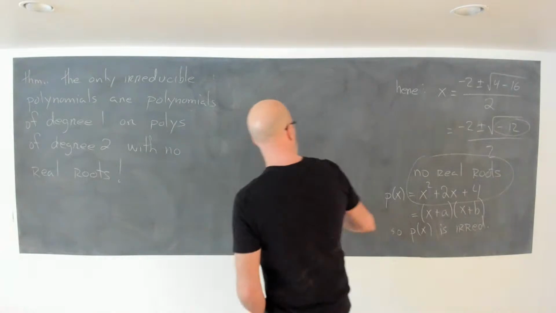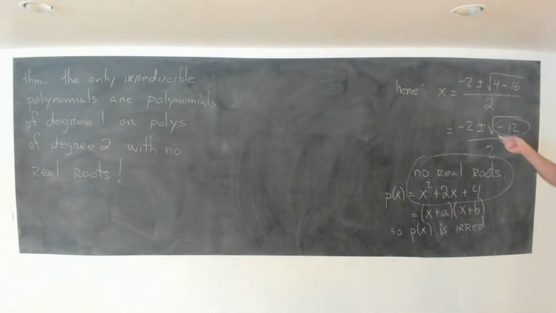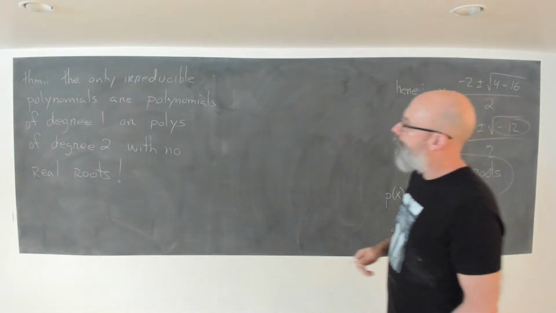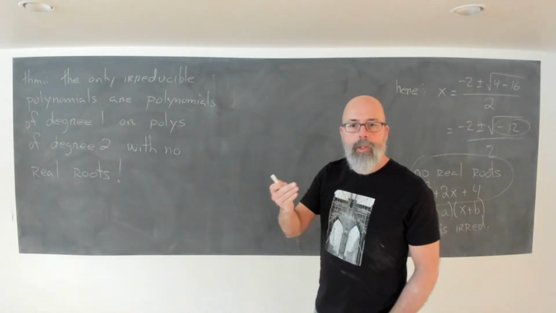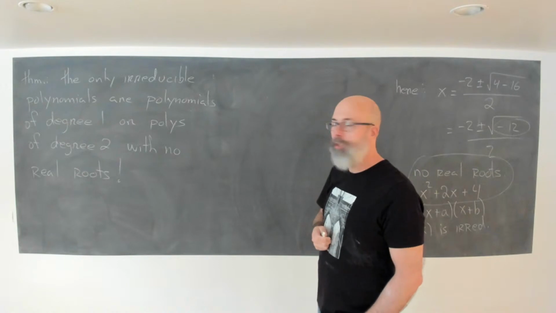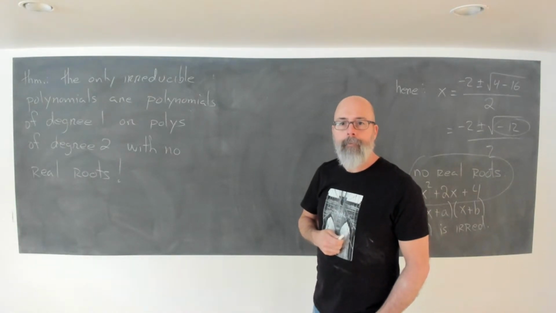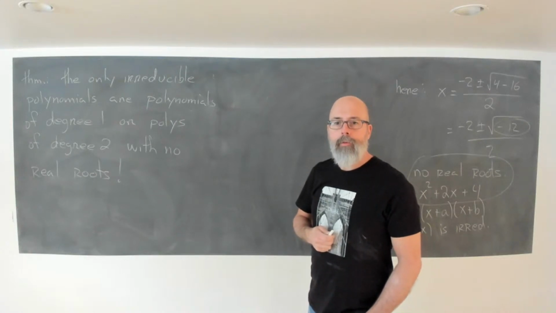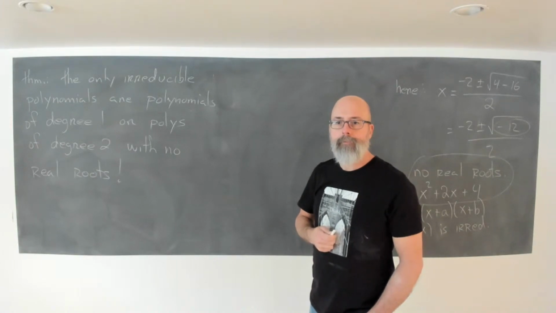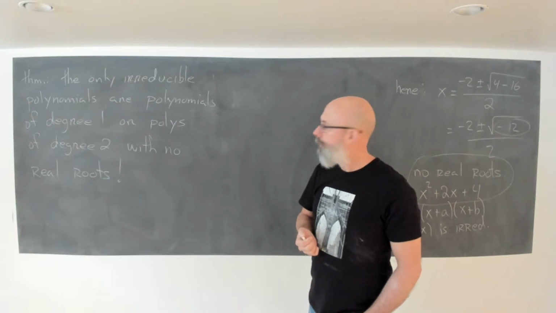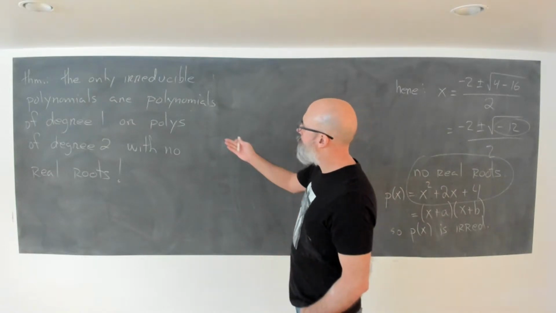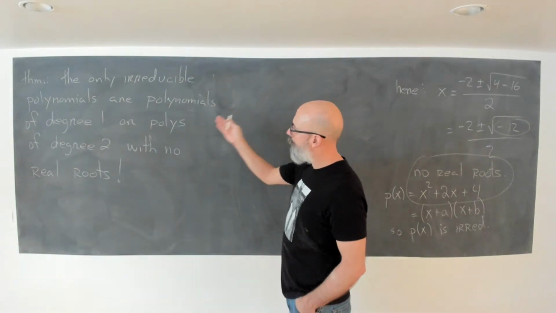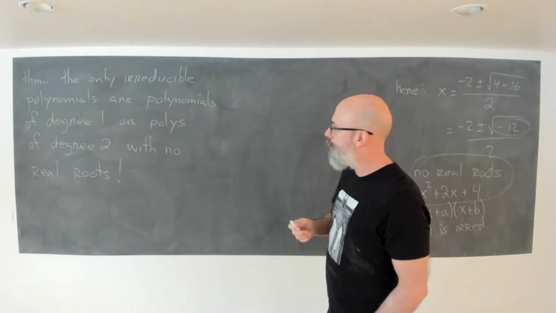So what do we mean by no real roots? Well, here we've proven that you cannot take the square root of a negative number. That's not a real number. And there it is. Those are the only 2 types of irreducible polynomials. I'm not sure what your question is there. All I'm saying is the only 2 types of irreducible polynomials are polynomials of degree 1 or polynomials of degree 2 with no real roots.